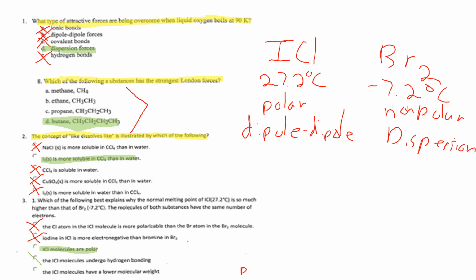That molecule can't undergo hydrogen bonding, so let's just rule that one out. The last statement says the ICl molecules have a lower molecular weight. It doesn't. It said in the question that the molecules of both substances have the same number of electrons. That means their dispersion forces are equal, so that doesn't get us anywhere. So our correct choice for this one is that our ICl molecules are indeed polar, and that does successfully explain this difference in melting points.